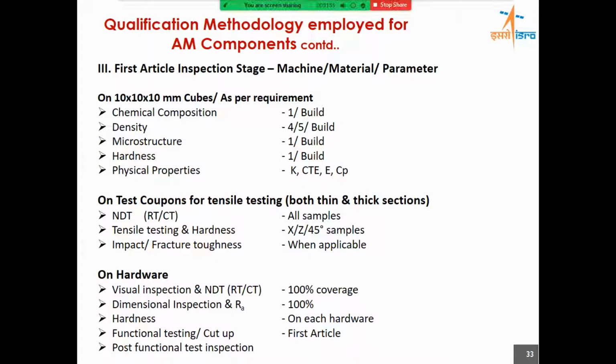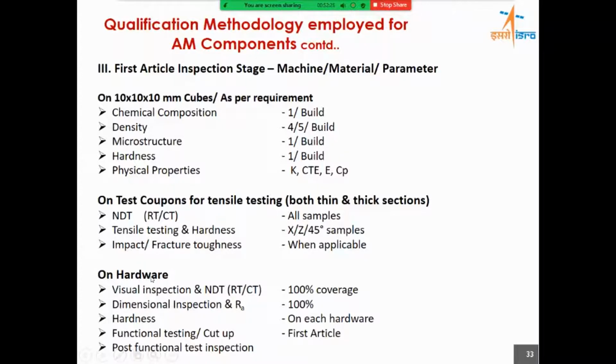Once we are satisfied that the density and chemical composition are achieved, then we print the test coupons for carrying out the tensile testing. What the material or the parameters are capable of, we need to evaluate. So we have to carry out NDT on those coupons and ensure that those coupons printed using the above parameters are defect free. Then we carry out tensile testing and impact or fracture toughness wherever the application demands. And after we find that this stage is satisfactory and meeting all the requirements, we go to the printing of the hardware.